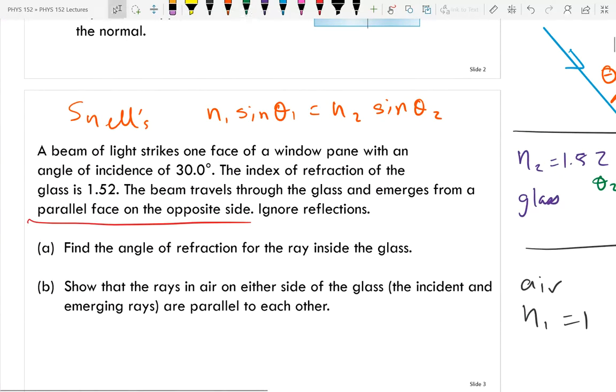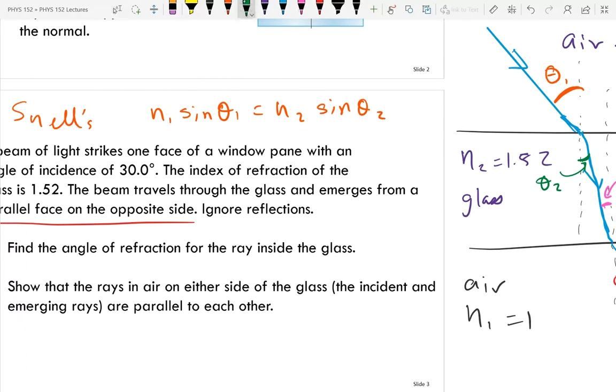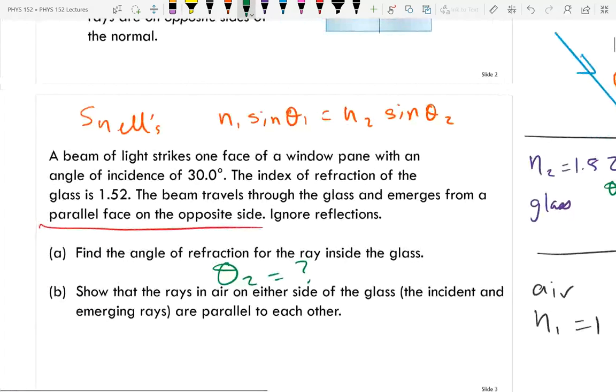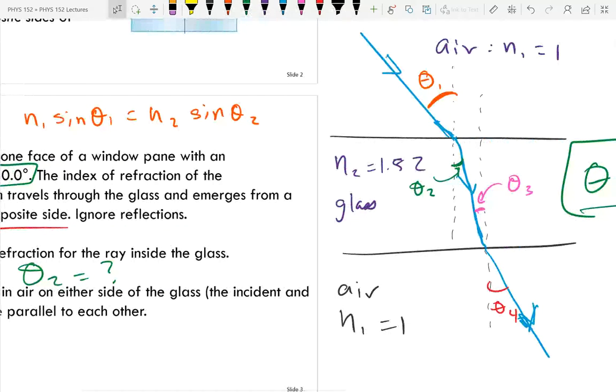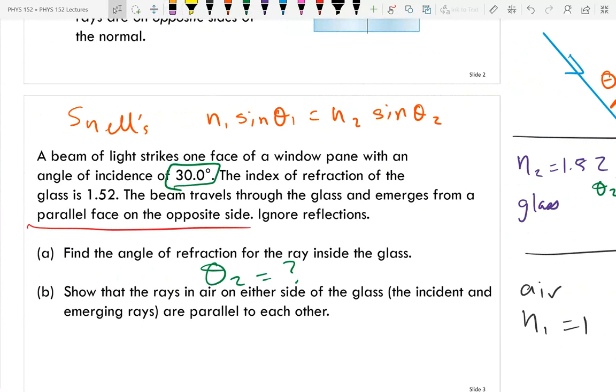Now let's read the question. Find the angle of refraction for the ray inside the glass. So that is find theta 2. What do we know? We're given the angle of incidence, 30 degrees. What is that angle of incidence in our labels here? Theta 1, 2, 3, or 4? Theta 1. So we were given that theta 1 is equal to 30.0 degrees. And then we want to find theta 2.